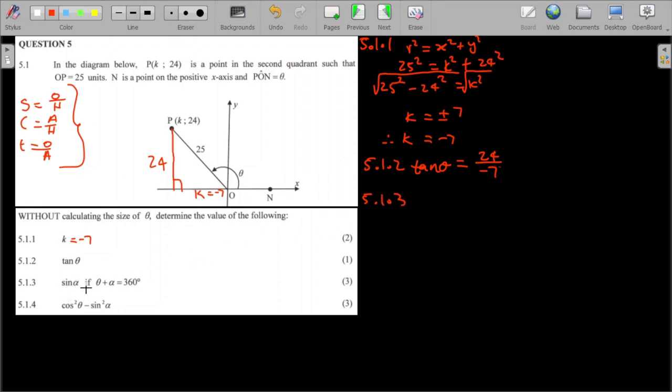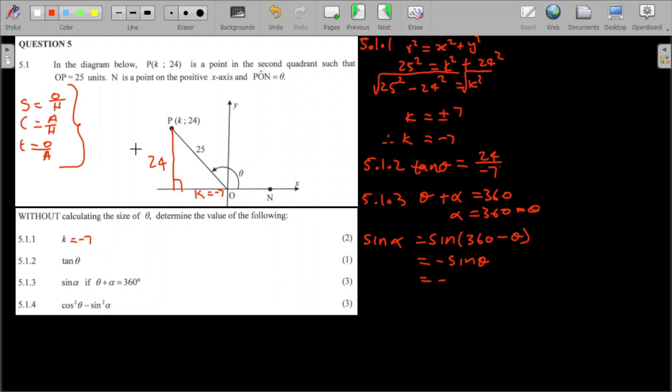Going to 5.1.3, to find sine alpha: let's say theta plus alpha is equal to 360. Now solving, alpha is going to be 360 minus theta. So sine alpha is equal to sine of 360 minus theta. Now 360 minus theta is in the fourth quadrant and sine is negative in the fourth quadrant, so it's going to be negative sine theta. Sine is opposite over hypotenuse, so my opposite here is 24 and my hypotenuse is 25. This negative has nothing to do with 24 over 25, but it comes back here and gives us the whole answer of negative 24 over 25.